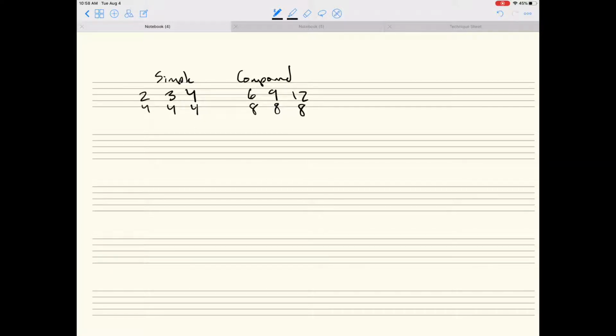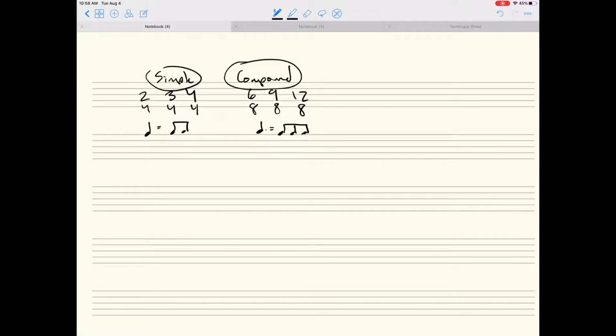And the main difference between these is that in simple meter, the basic beat gets divided into two, and in compound meter, the basic beat, which ends up being a dotted rhythm of some kind, gets divided into three.